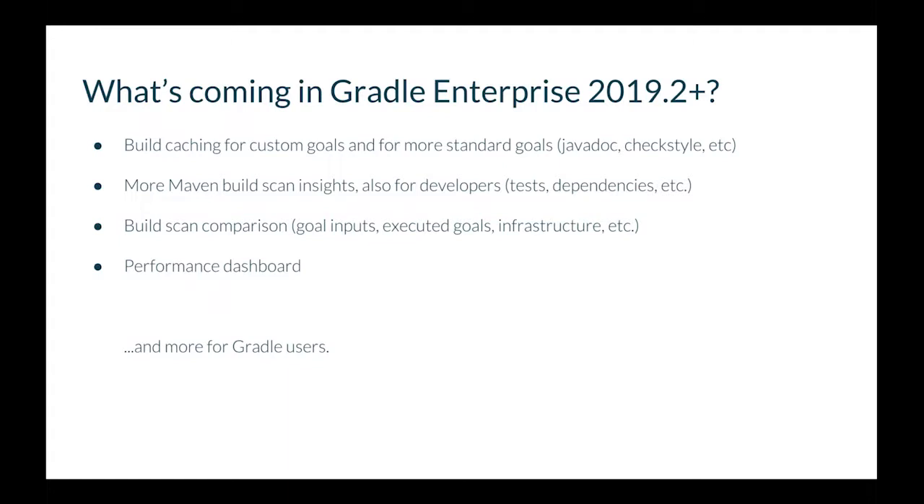Right. What's coming in the next version of Gradle Enterprise? The next versions, I should say. We mentioned it already, that you can cache your custom goals as well. That we provide a DSL for that, and that we provide more goals with caching out of the box, Javadoc, checkstyle and so on. More Maven build scan insights, mentioned that, tests, dependencies, right? Also build comparison that you showed for Gradle. We were also going to have that for Maven.